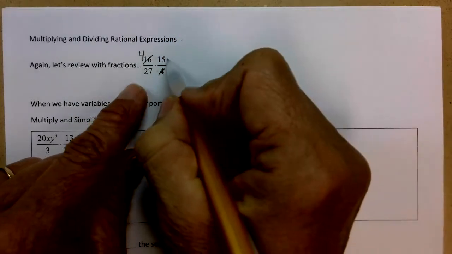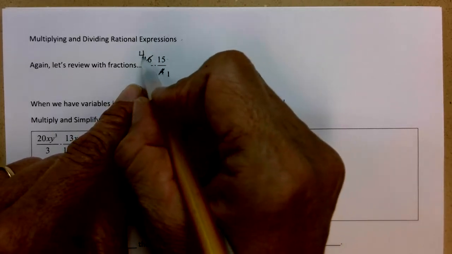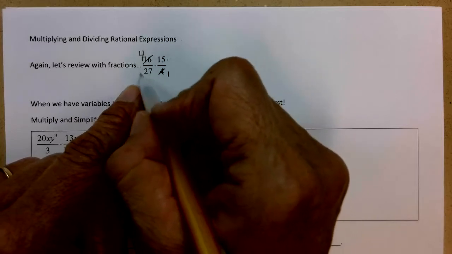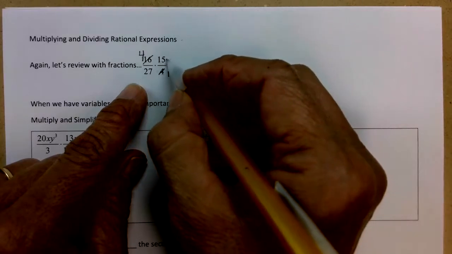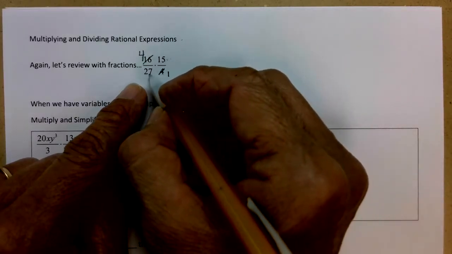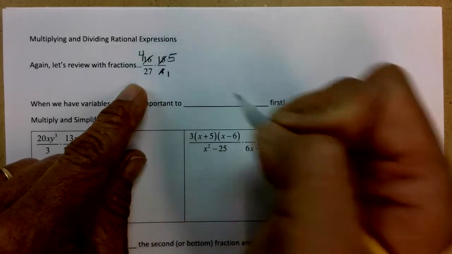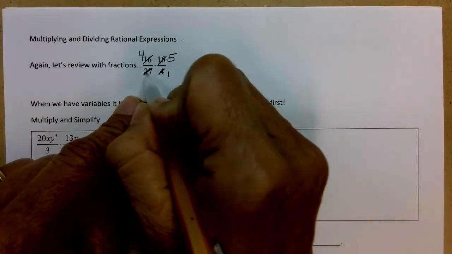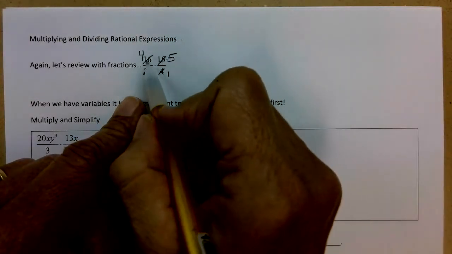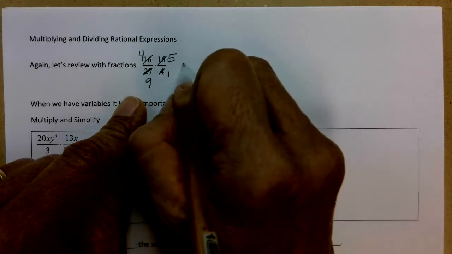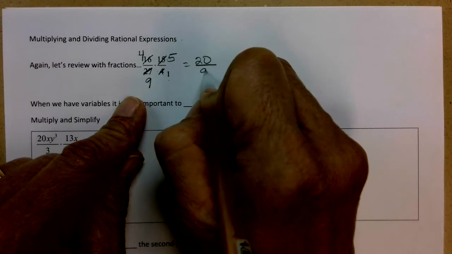So what about between what we have left, 4, 15, 27? Do 4 and 15 have anything in common with 27? Well, maybe you know that 3 goes into 15 and 3 goes into 27. So go ahead and divide 3 into 15, leaves behind a 5, 3 into the 27, leaves behind a 9, and then again we multiply across. 4 times 5 is 20, and 9 times 1 is 9.